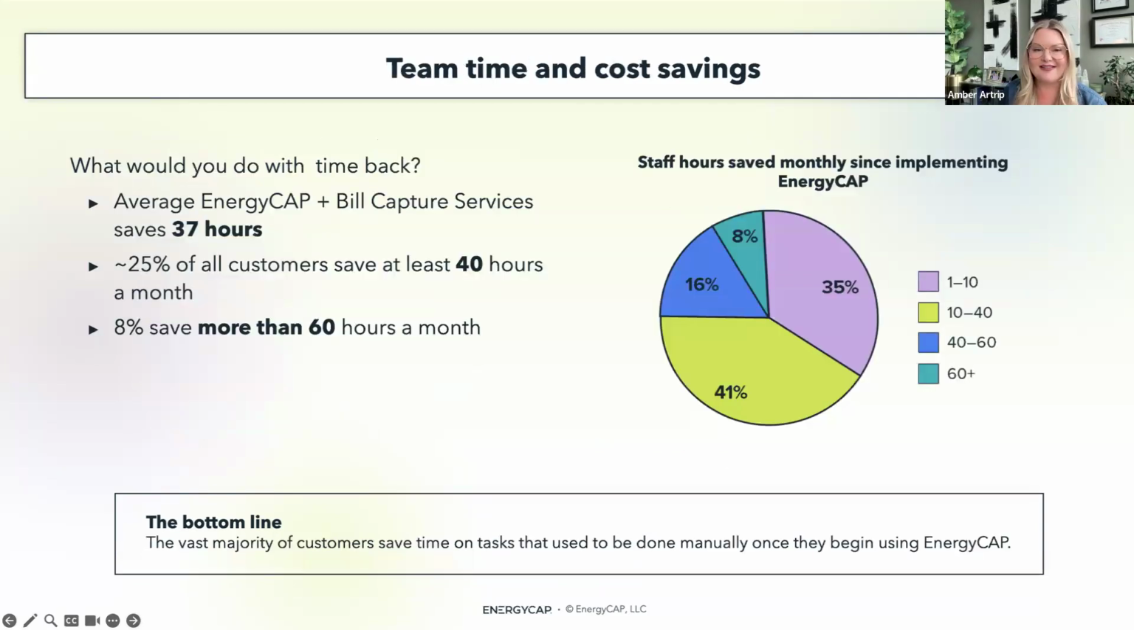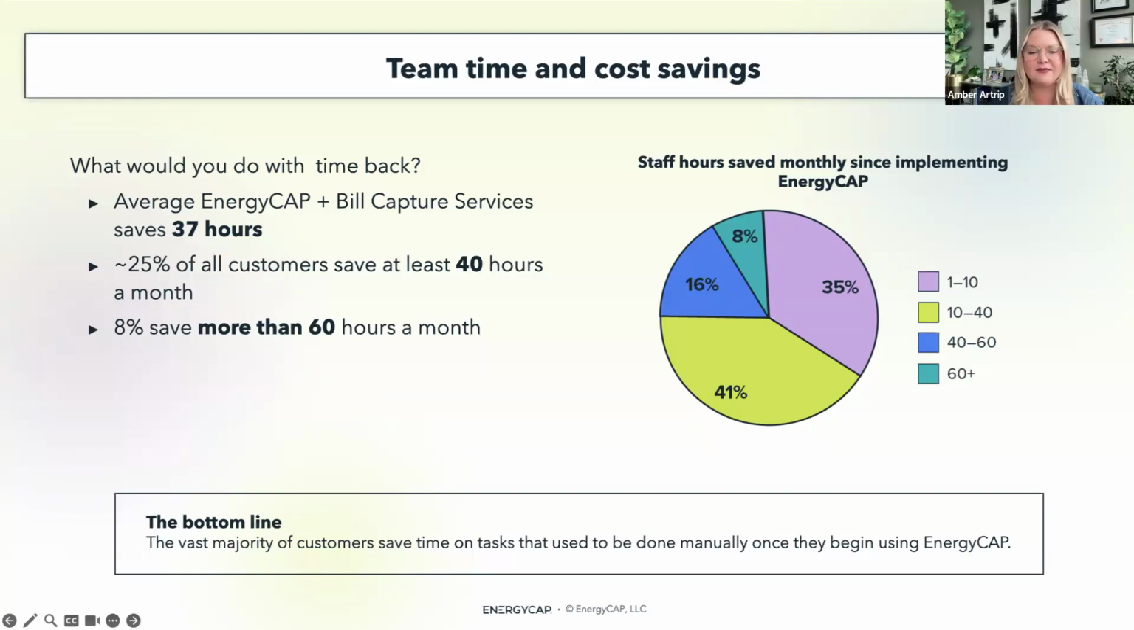It's not just cost savings, it's also team time savings. So what would you do with all of the time back that implementing a software platform for utility bill management would provide? We found when we asked customers that the average EnergyCap customer who also had bill capture services saved on average 37 hours a month in employee time savings. 25% of all of our customers saved at least 40 hours a month, and 8% saved more than 60 hours a month.